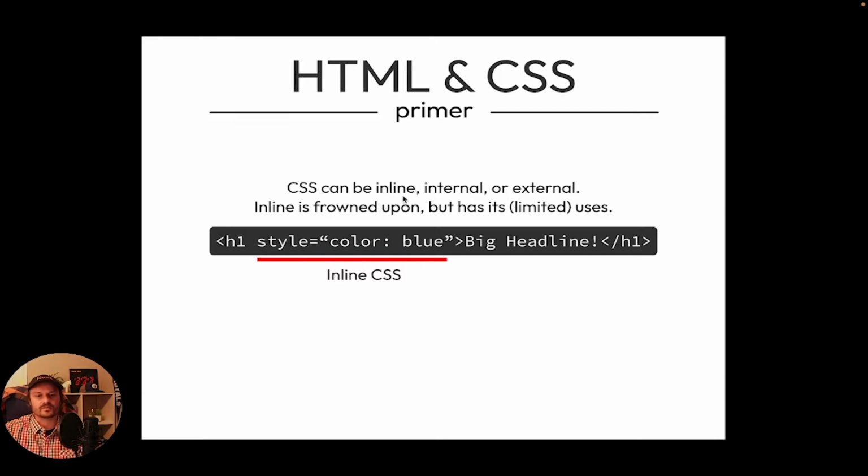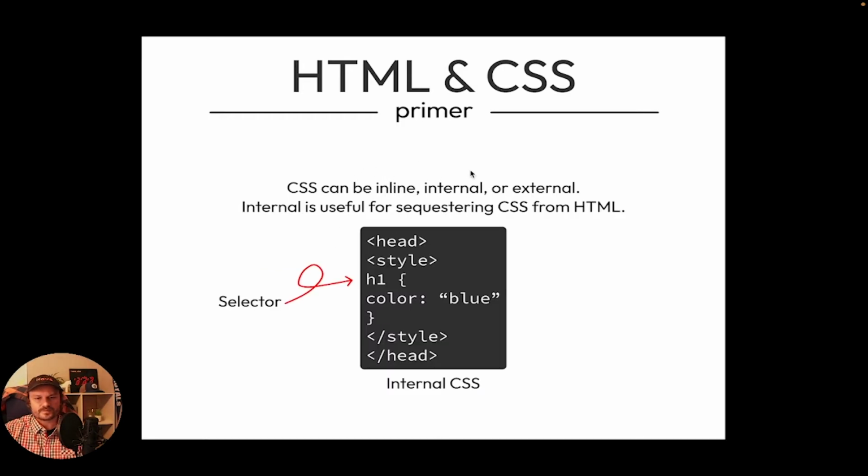And so again, we have inline, internal, and external, different ways of writing CSS. You get the same effect, or the outcome is always the same. It's just three different ways of doing it. And this is, again, inline CSS. And internal, which is the second way of writing CSS, is useful when you want to sequester, or separate, your CSS from your HTML.